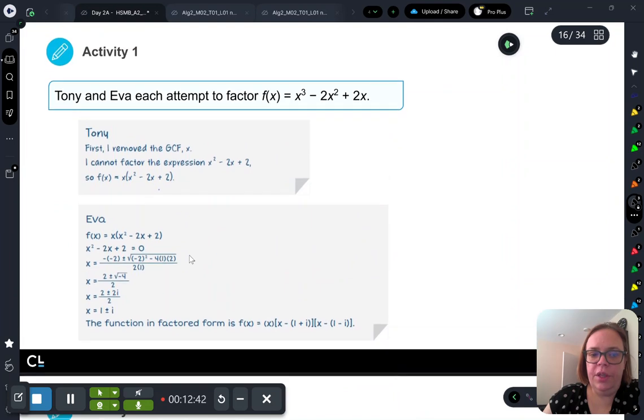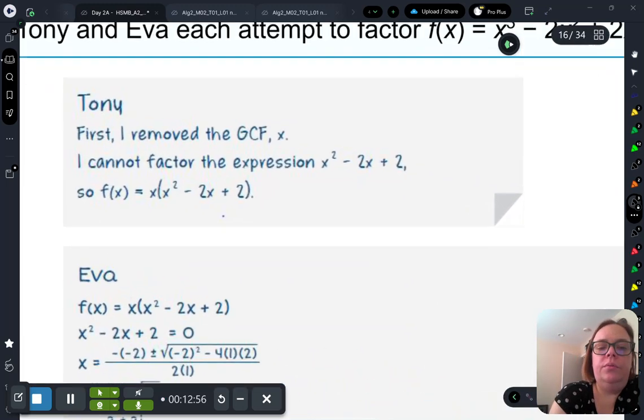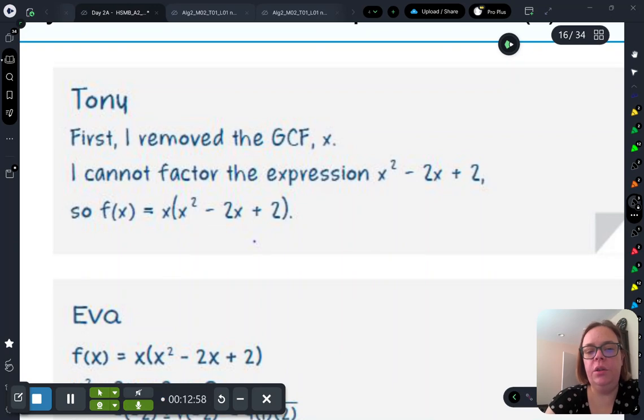this question right here. Okay, so Tony and Eva each attempt to factor f of x is equal to x cubed minus 2x squared plus 2x. Okay. So let's look at what Tony did. Tony took out the GCF of x and got x squared minus 2x plus 2.